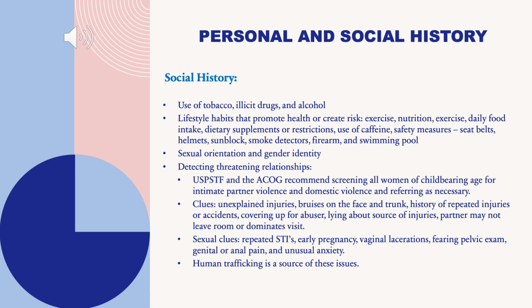And then there are other sexual clues that are seen: repeated STIs, early pregnancy, vaginal lacerations, fear of pelvic exam, genital or anal pain, unusual anxiety. So remember also that human trafficking is a source of these issues, and it's present in the United States.